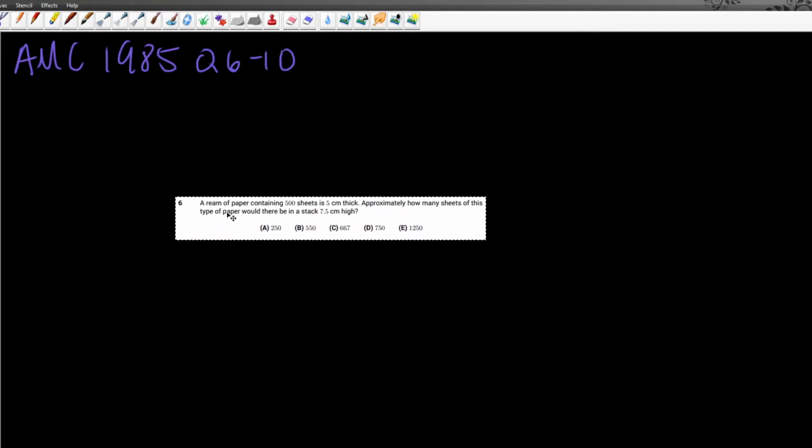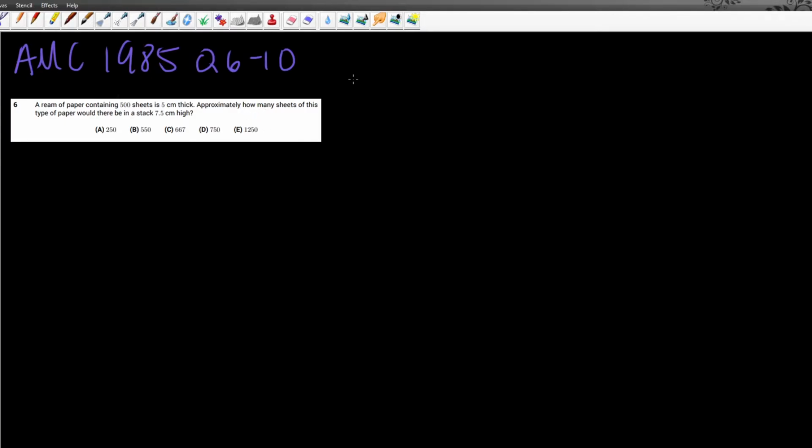Alright, so today I will be solving the AMC 1985 questions 6 to 10. Question 6 reads, a ream of paper containing 500 sheets is 5 centimeters thick. Approximately how many sheets of this type of paper would there be in a 7.5 centimeter high stack?